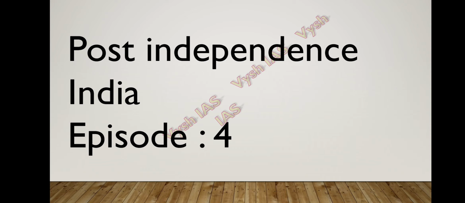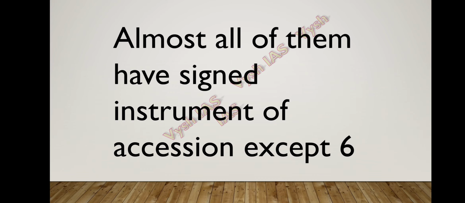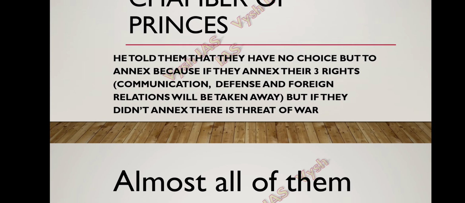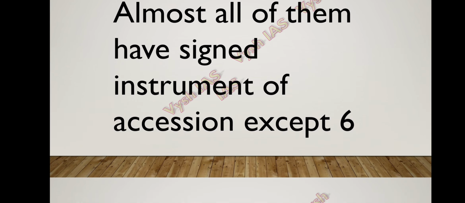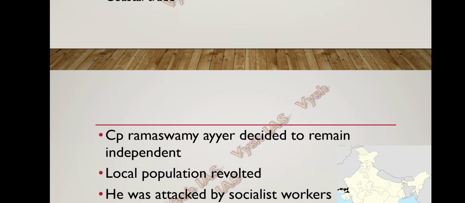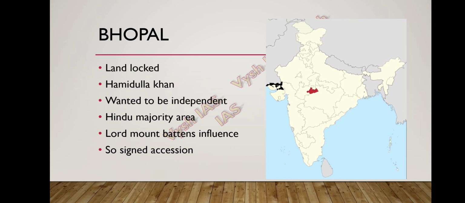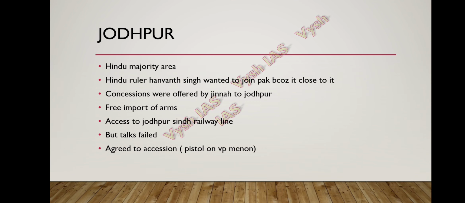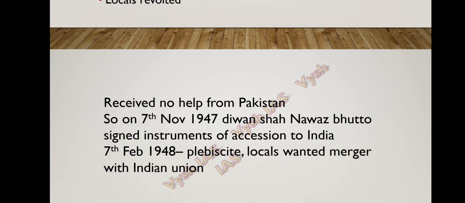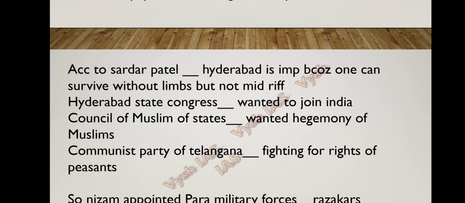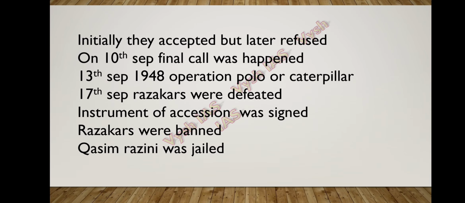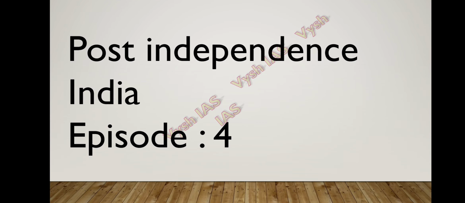So let's revise what we did in the last class. I spoke about the accession of states. Almost all of them signed the instrument of accession after the Chamber of Princes, except 6 states. First we discussed Travancore and C.P. Ramaswamy Iyer. Then we spoke about Bhopal, which is a landlocked, Hindu-majority area, and then Jodhpur, Junagadh and Hyderabad. But we didn't speak about the 6th one, Kashmir, in the last class, so we'll complete the Kashmir part in today's class.